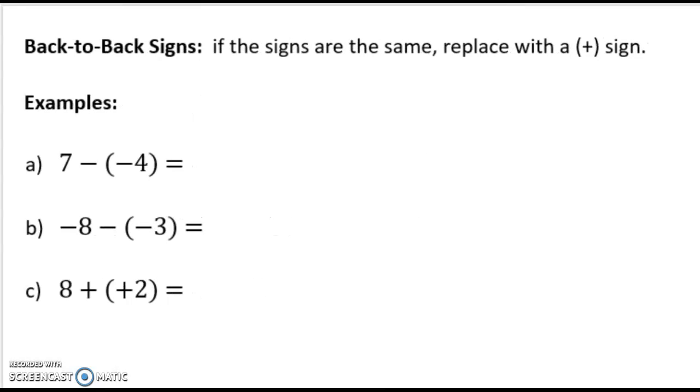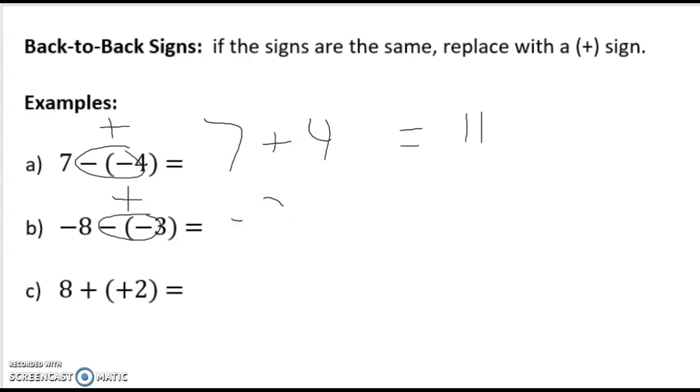So back-to-back signs: if the signs are the same, we are going to add them. Right here, it says 7 minus -4. So that means we're really adding. So this is actually saying 7 plus 4, and if you were to add that up, it'd be 11. The next one is saying -8 minus -3. Well, 2 negatives make a positive. So this is actually saying -8 plus 3, and that would give you -5.